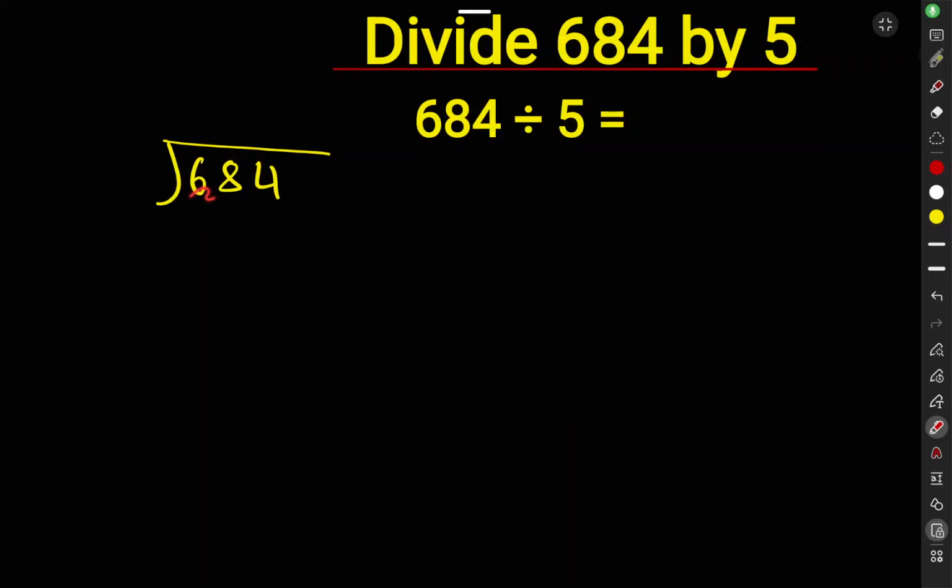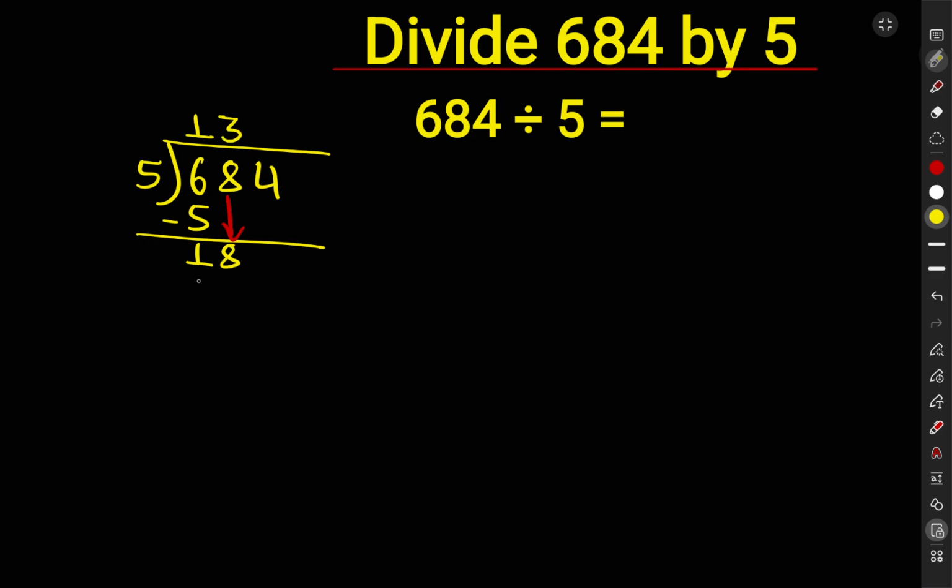If we divide 684 by 5 in the long division method, 5 times 1 is 5. On subtracting we get 1. So now we put down this 8 and it is 18.